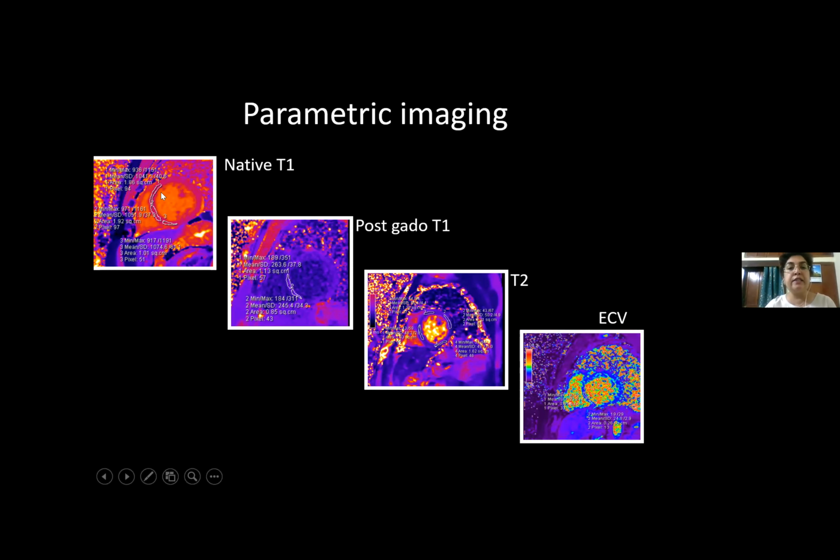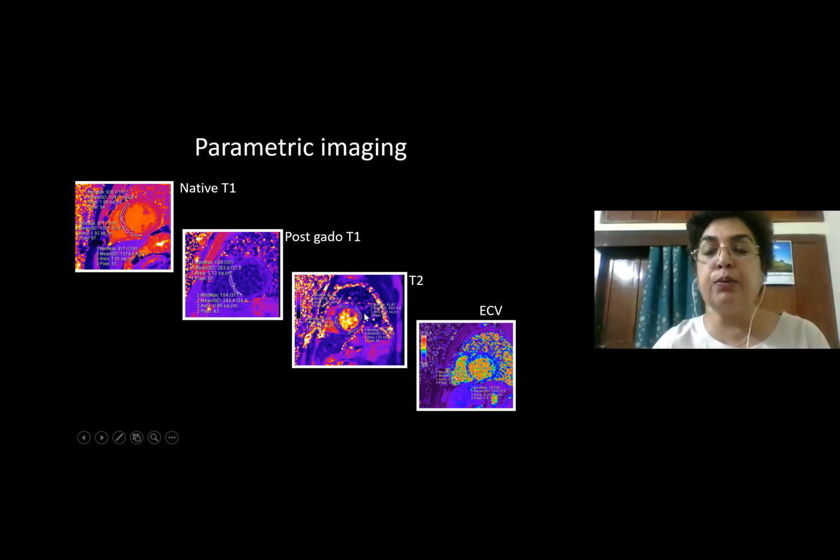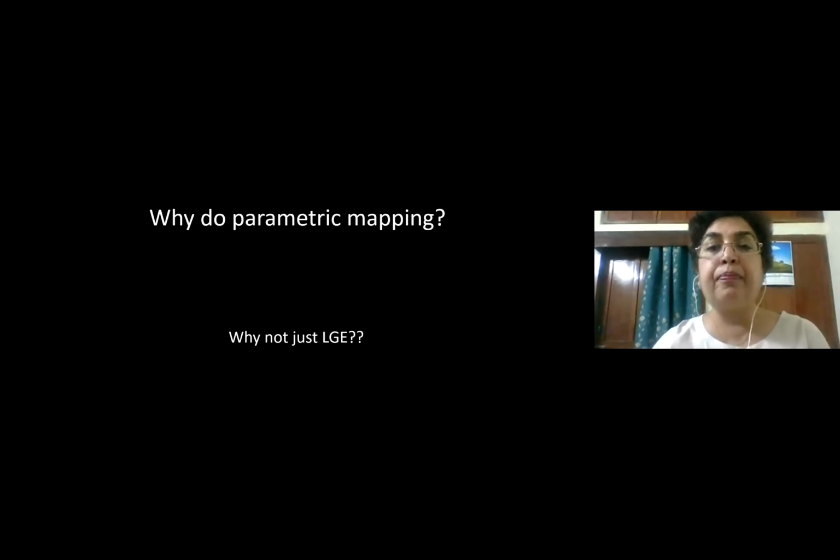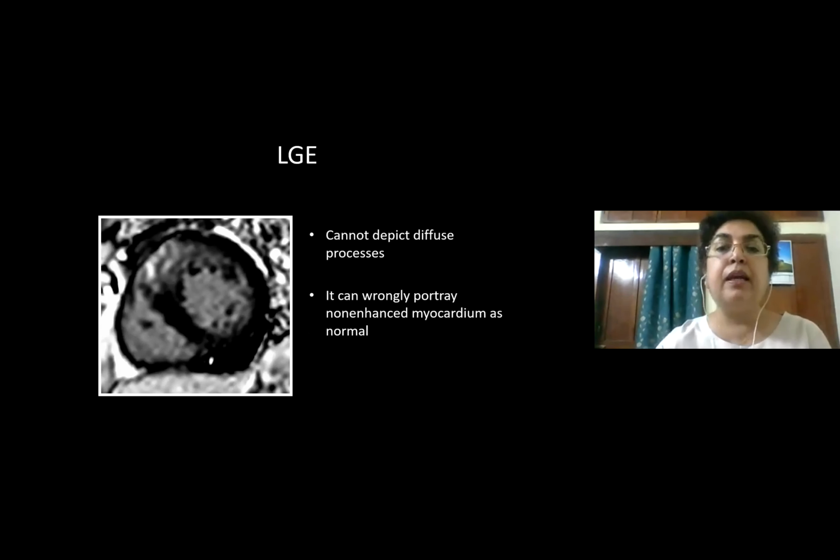Measurement of the native T1, the post-gadolinium T1, T2, and ECV values. I shall not go into the details of this. But why do parametric mapping? Why not just LGE? The problem with LGE is it cannot depict diffuse processes.